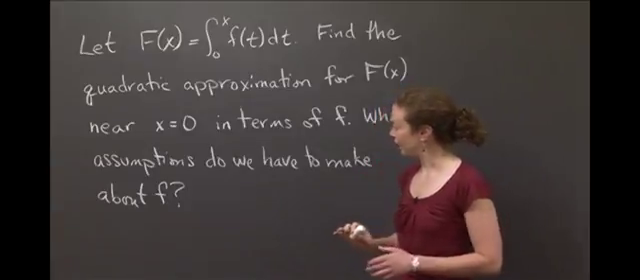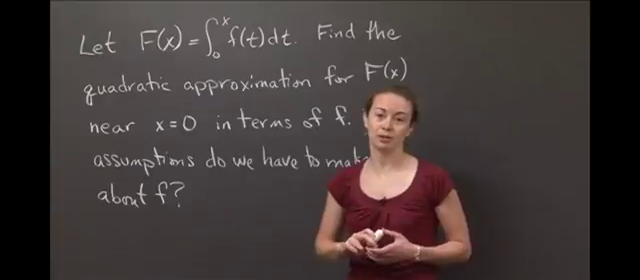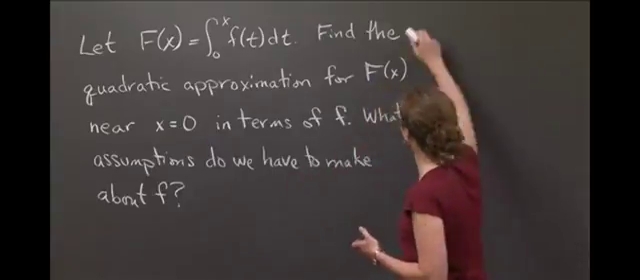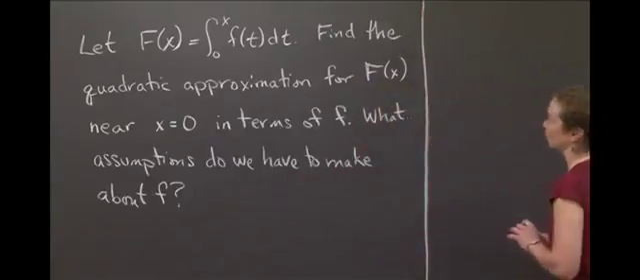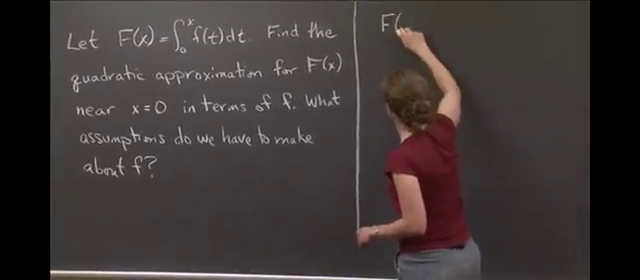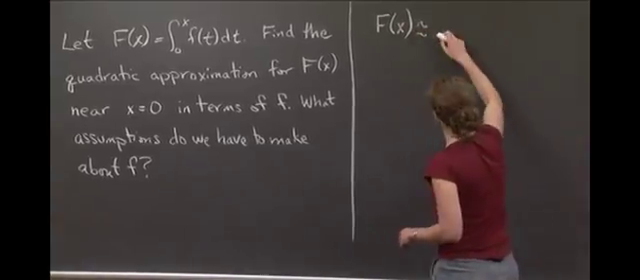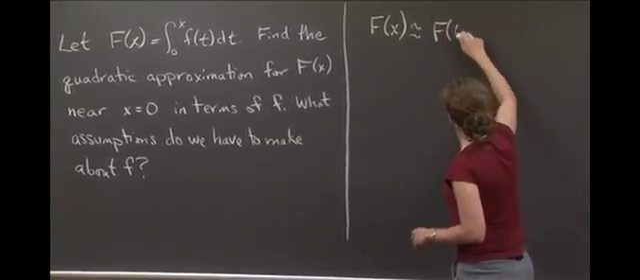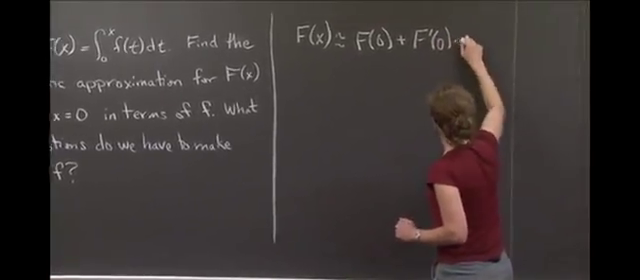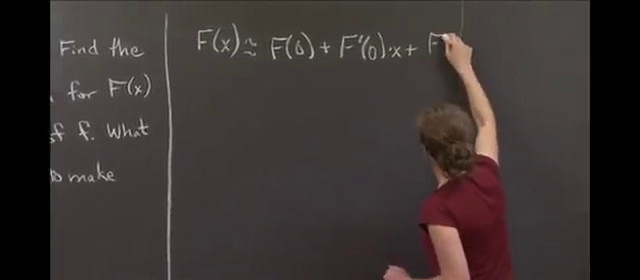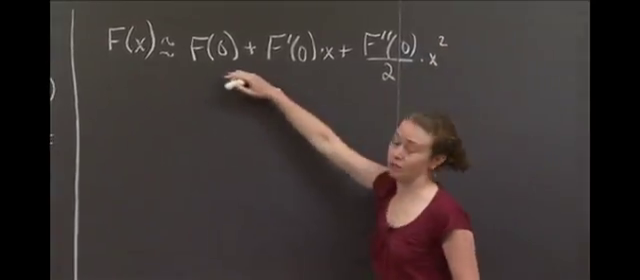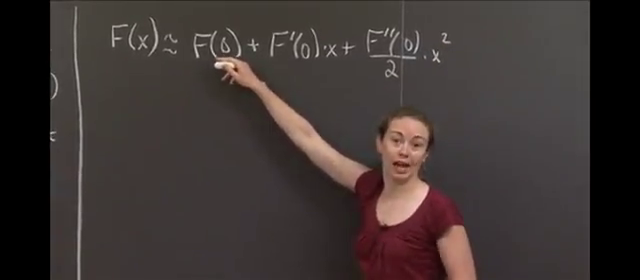So to start off, I want to remind us what the quadratic approximation for capital F is, just in terms of itself. Let me come over to the right, and we'll write down the quadratic approximation near x equals 0. So capital F of x is approximately F of 0 plus F prime of 0 times x plus F double prime at 0 over 2 times x squared. This is just the quadratic approximation of capital F at x equals 0.